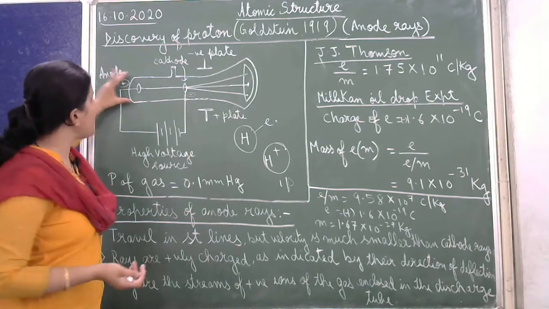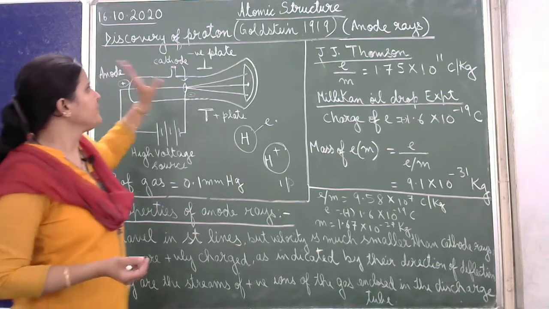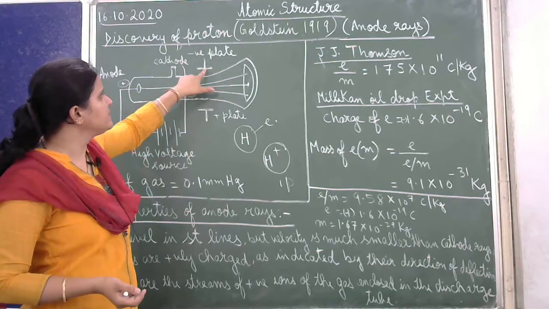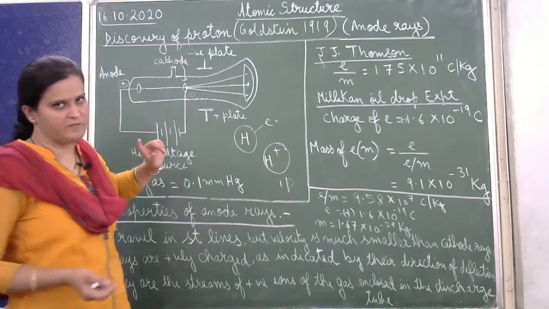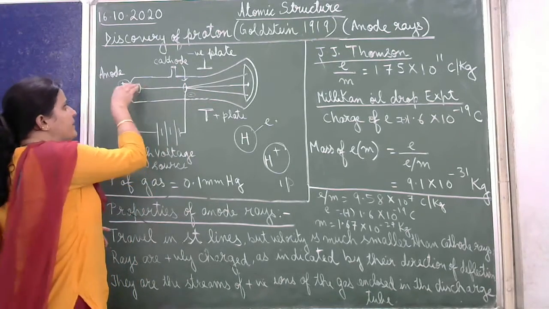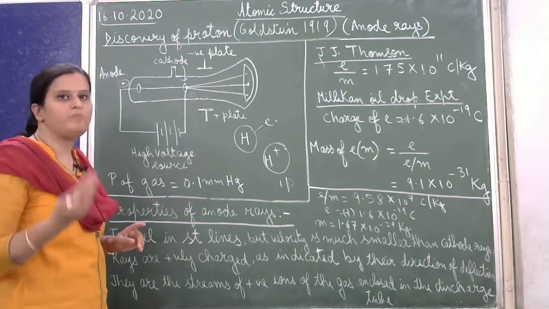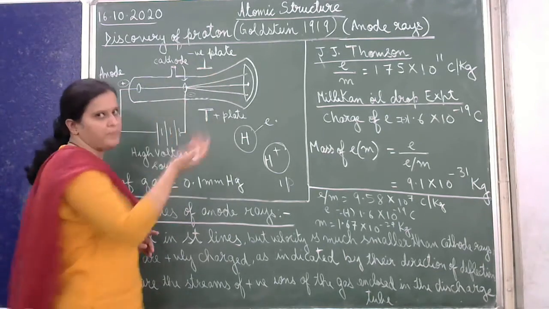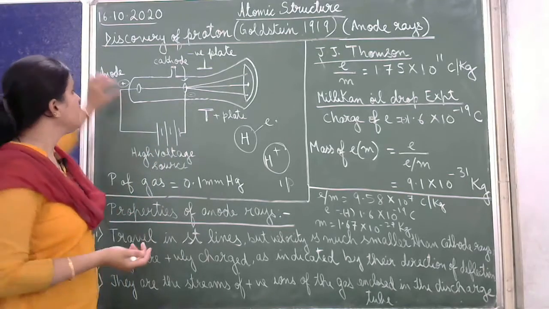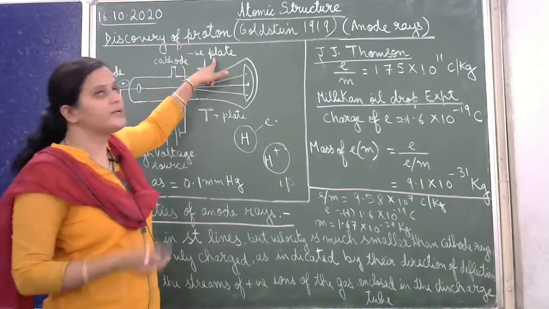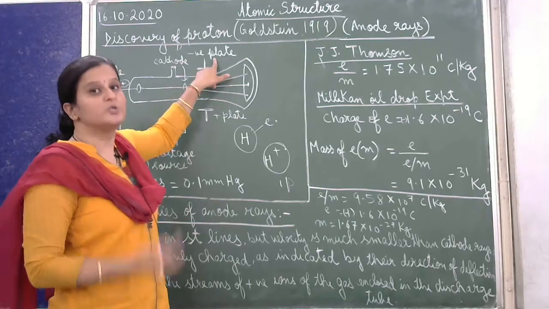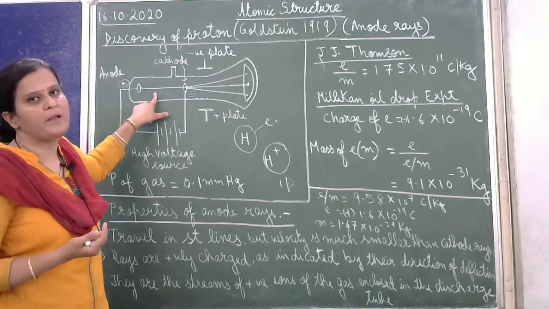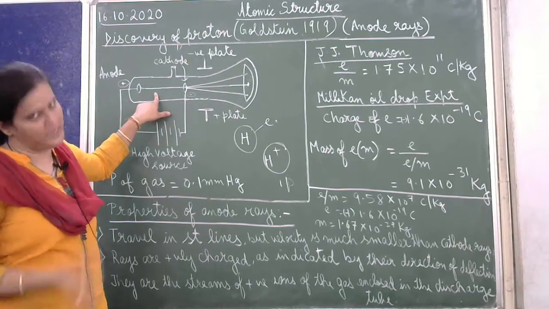That if these anode rays were subjected to an electric field, as I have shown here, this is the negative plate, this is the positive plate. They would see that because these anode rays are made up of positively charged particles, they were deflected towards the negative terminal. Or in other words, these anode rays were deflected towards the negative plate. So therefore, he concluded that anode rays were actually made up of positively charged particles.